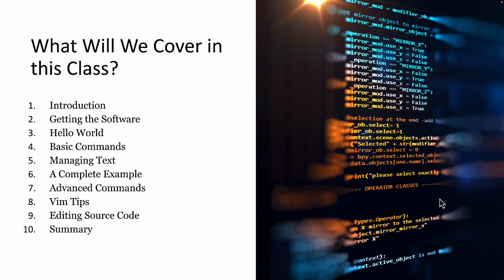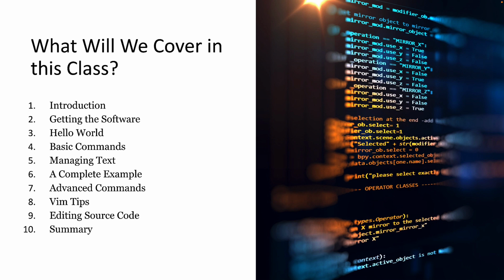So what will we cover in this class? First, there's our introduction, which we're going through right now, and then I'm going to show you how to get the software if you want to install it on a Mac or a PC or a Linux machine. And then we'll start off with just the basic operation, hello world, how to open and create your first files with Vim. And then we're going to look at some basic commands. Following that, we'll look at how to manage text. And then we're going to put all that together with kind of a complete example of how you can string all of these commands together for a full editing experience with Vim.